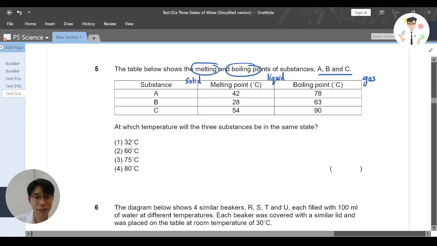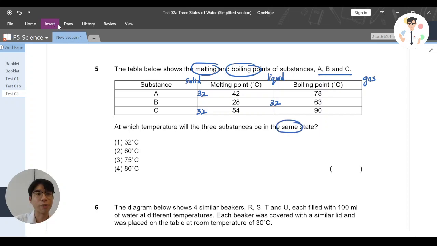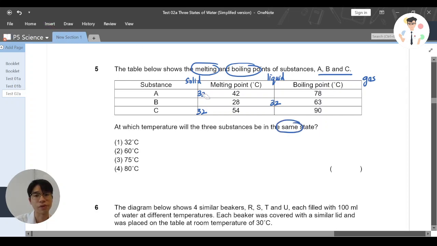Now, you see 32. If 32, it will be here. But in B, 32 will be here. But in C, it will be here. Can you see? It means that A and C will be solid, B will be liquid. It's not the same state. Can you circle the words same state? So I know option 1 is for sure wrong. Let me just erase that.